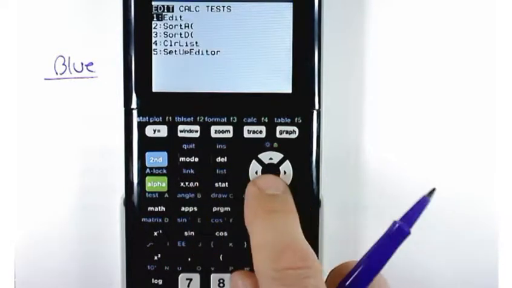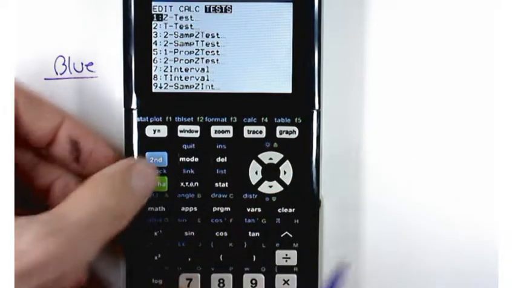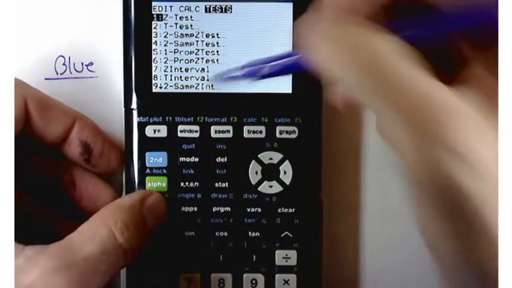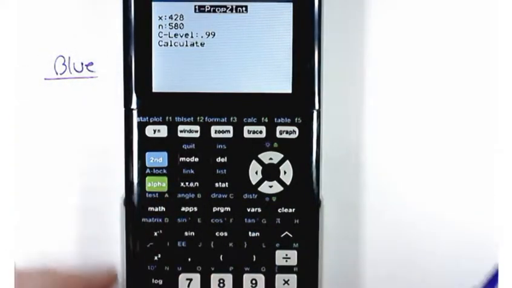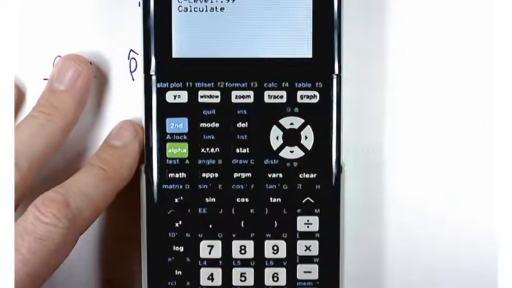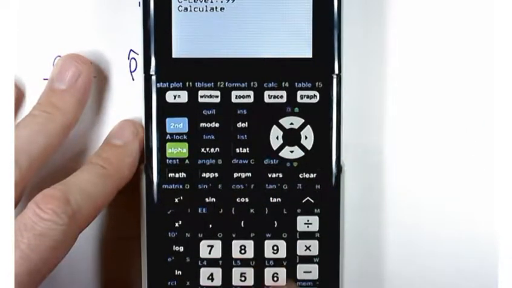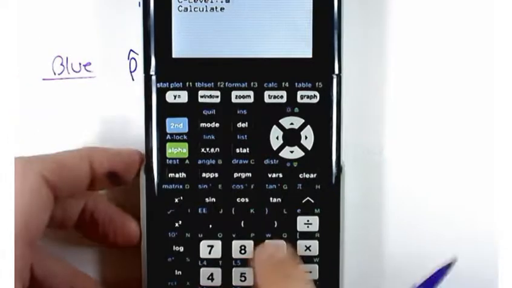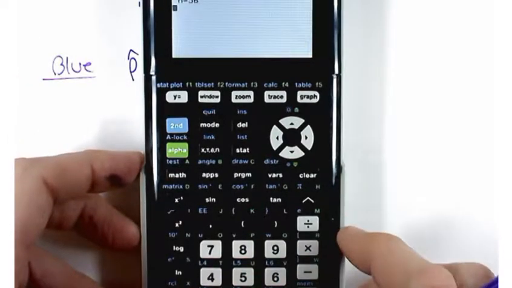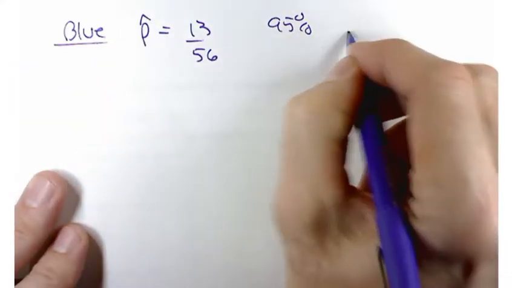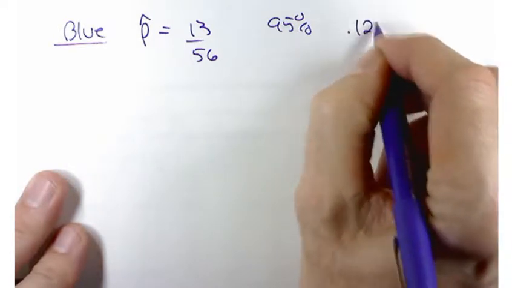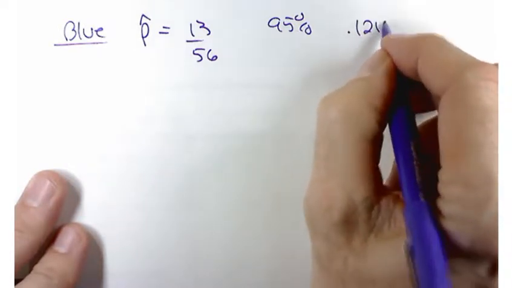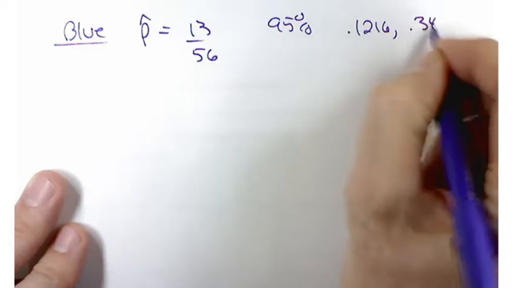So go to Stat, over to Test, then down, all the way down to A. We had 13 blue ones out of a total of 56. I want a 95% confidence interval. So our confidence interval is between 0.1216, call it, and 0.3427.